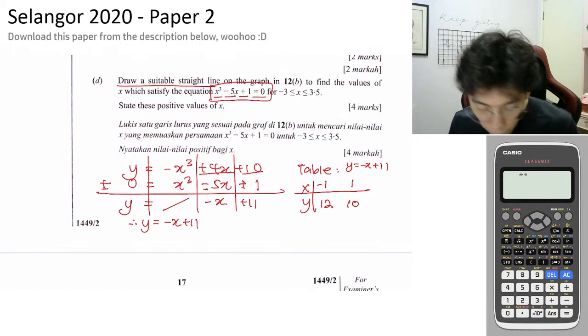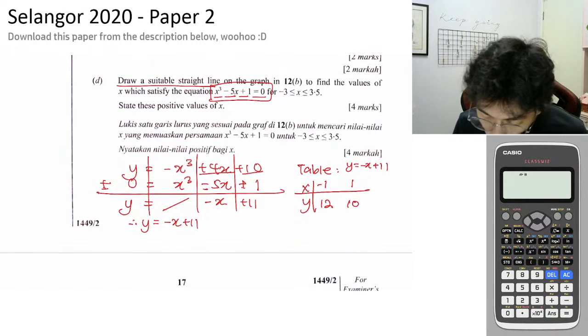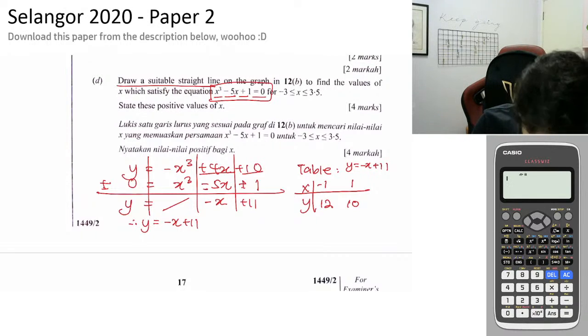Okay, so now I will go back to the graph and plot my negative 1, 12. Negative 1, 12, it's here. Okay, negative 1, 12, 1 and 10. This one.